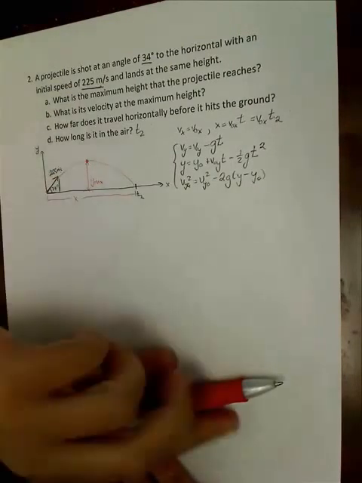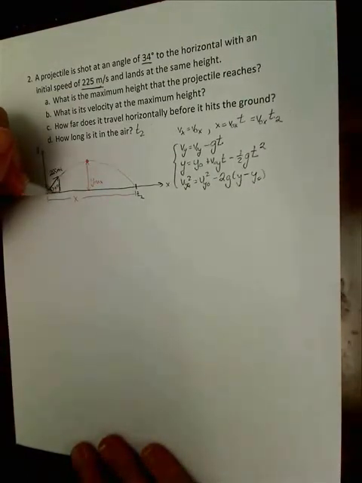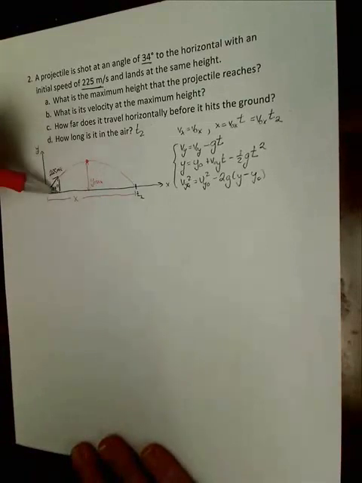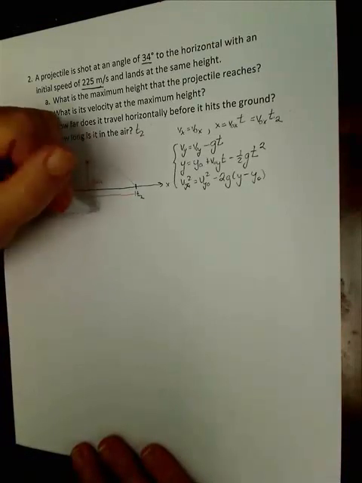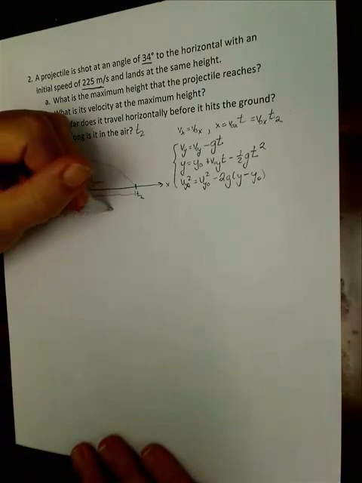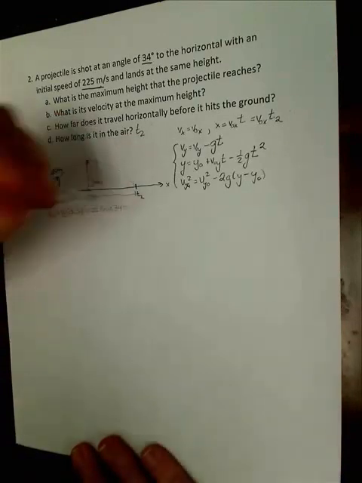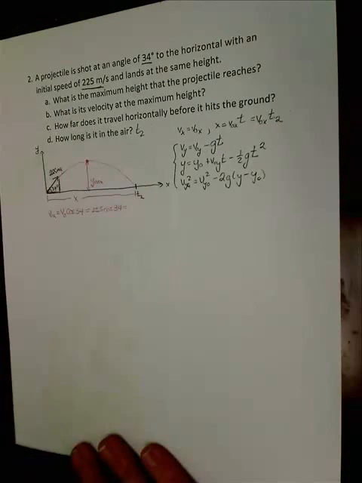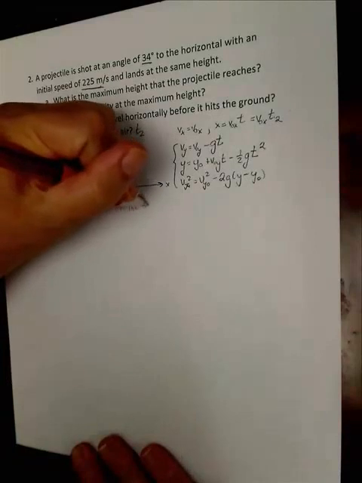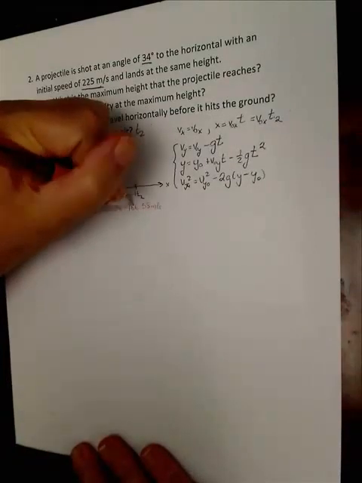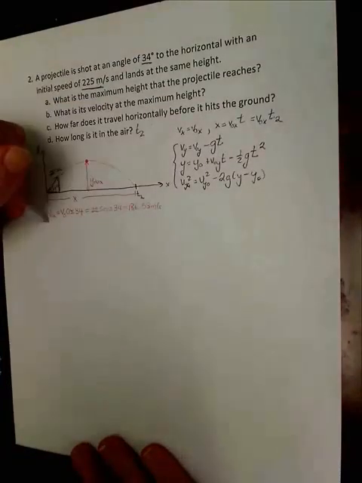So my V0x is this side of the triangle. This side is touching the angle, so that's going to be cosine. Adjacent is cosine. So V0x is equal to V0 cosine of 34. So that's 225 cos 34, which gives me, check my numbers, 186.53 meters per second. Okay, so we can get that directly from what we're given in the problem.